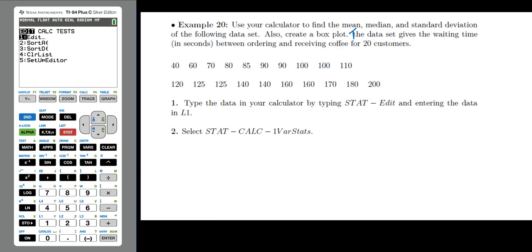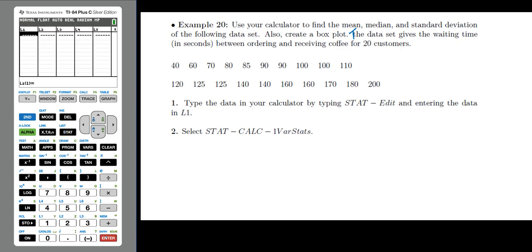So I'm going to hit stat, and then I'm going to select edit, which is the first thing that will be selected. And then this gives me a place where I can list numbers. Now, just for a second, I'm going to type in a couple of numbers that aren't in this data set. I'm just going to do this: 1, 2, 3.